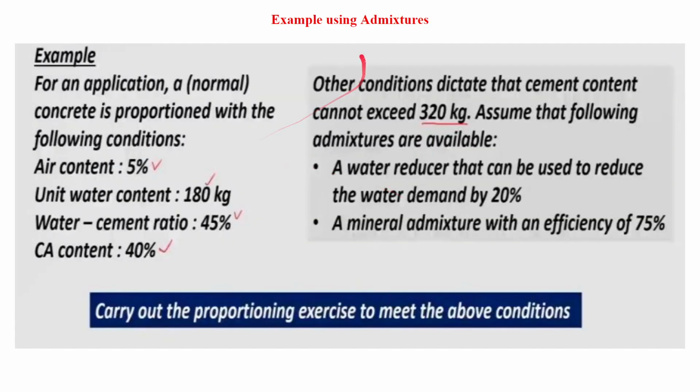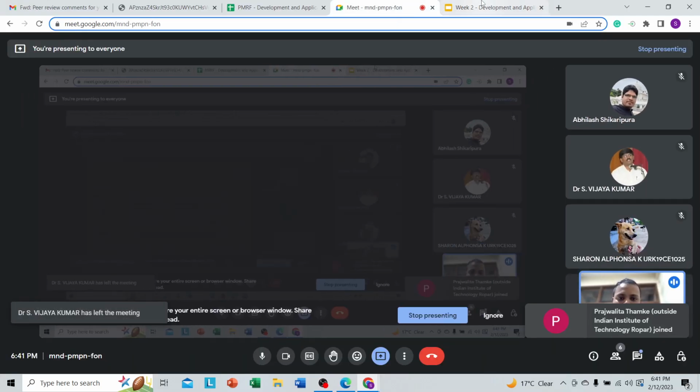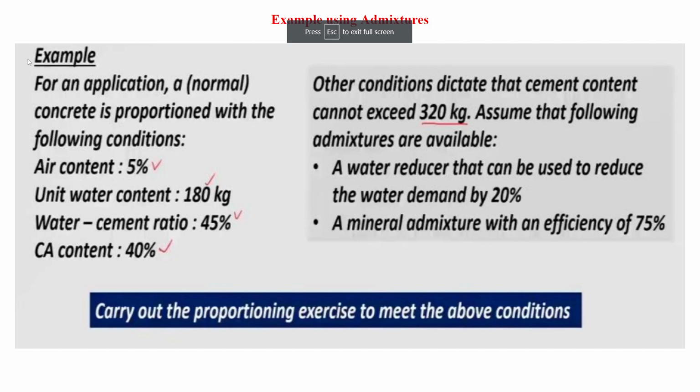Based on this, let us go through one more example. This time we will use admixtures. Why we need to add admixtures, we will see in the coming slides. In this example, let us consider that we need to prepare a normal concrete and proportion it based on these conditions. Here air content is 5%, water content 180, water cement ratio 0.45, Ca content 40, and the cement content should not exceed 320.